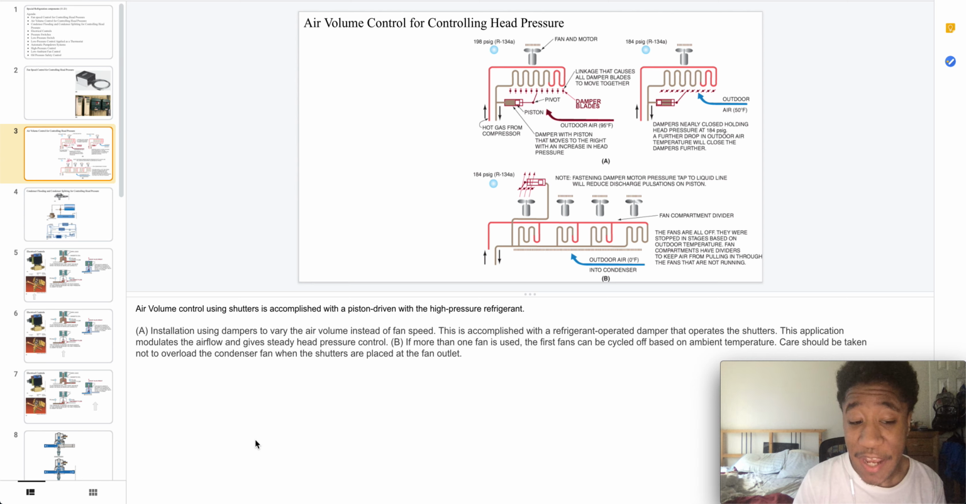And the application has modulated the airflow, and it gives a steady head pressure control. So B is if more than one fan is used in the application, and the first fans are cycled off, based on ambient pressure, and obviously you need to be taking care to make sure it doesn't overload when the condenser fan shutters are placed at the fan outlet.